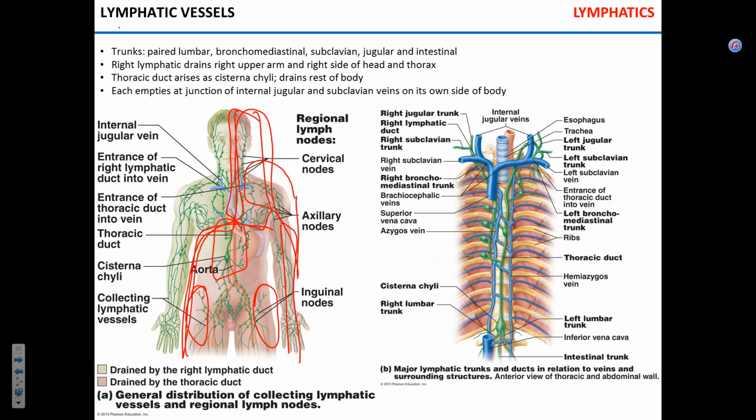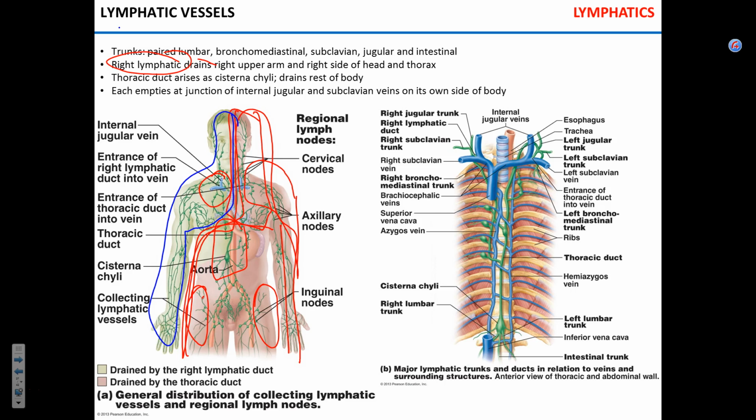Now, the right lymphatic duct, shown right here, collects the lymph from the right arm and right side of the head and thorax. That would be like this. Does that make sense?